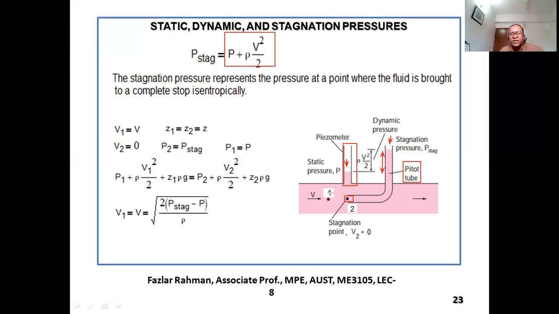But at point 1, the pressure is only P, because the fluid has all the energy, but when it is coming to point 1, it is still moving with kinetic energy. So it is not giving up the kinetic energy at point 1.